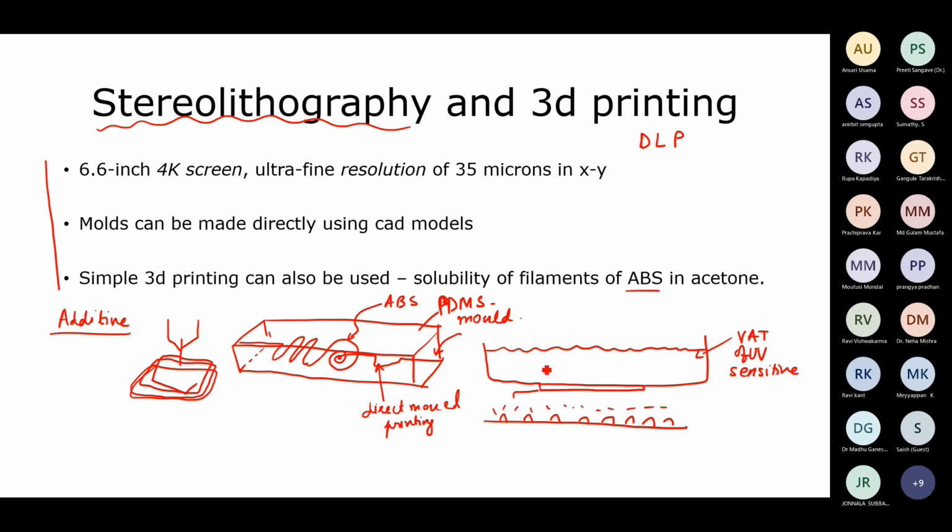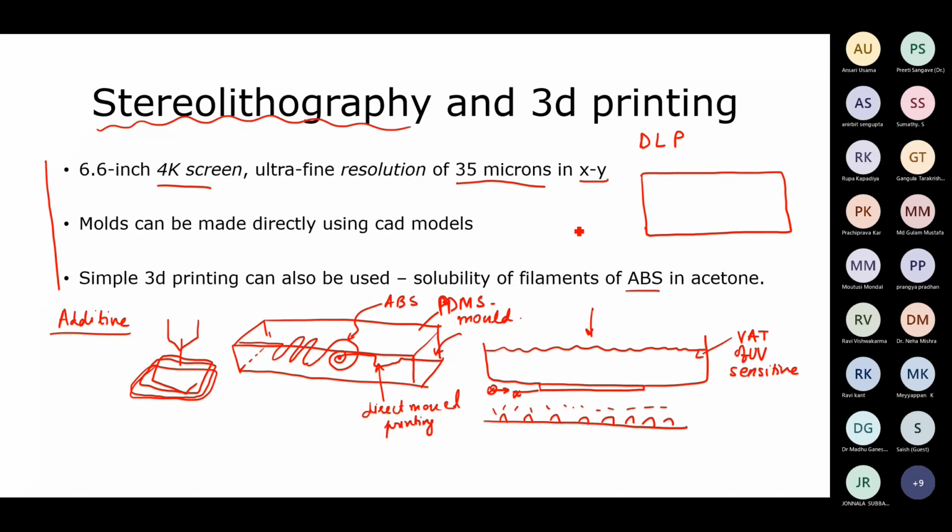Now this screen has a resolution of 4K. It's a very high pixel density screen, and it offers a resolution of 35 microns in the X and Y direction. So the X and Y directions are in the plane of the screen, and you get a resolution of 35 microns. If I look at the pattern from the top, I will simply see a screen, and there are a lot of pixels. So 4K has a lot of pixel density.